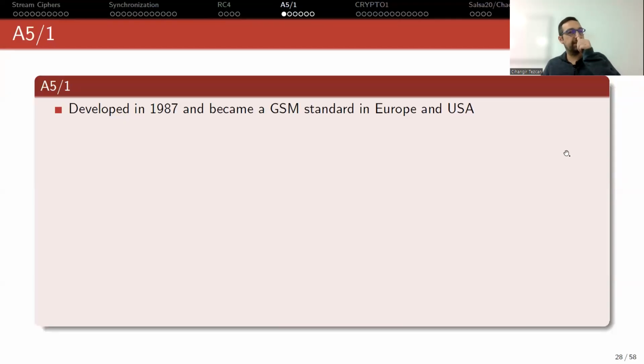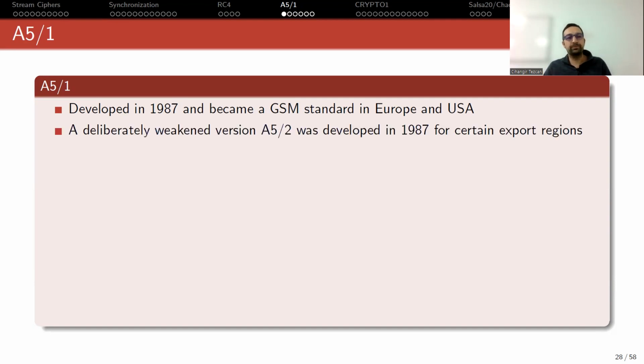Okay, we have seen an example of a broken stream cipher, namely RC4. Let's see another badly broken stream cipher, A5/1. This was developed in 1987 and became a GSM standard in Europe and USA. A deliberately weakened version, A5/2, was developed for certain export regions.